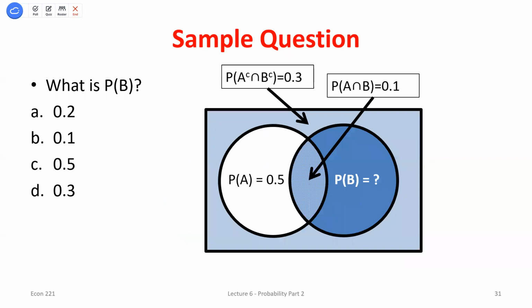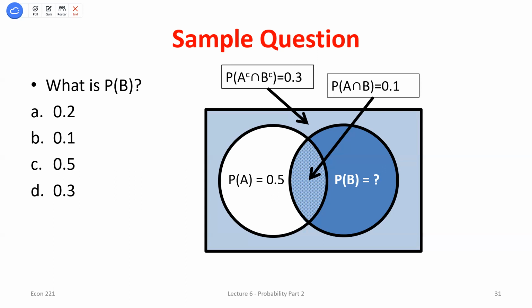Let's say I had something like this, where I've got the probability of A, the probability of the intersection of A and B, I don't know the probability of B, and then I've got the probability of the intersection of the complements as well. All we have to do is plug things in and then do a little bit of algebra. I'm running out of room here, so I'm going to do it up here. What is the probability of A? 0.5. I don't know the probability of B. The intersection is 0.1. And the intersection of the complements is 0.3.